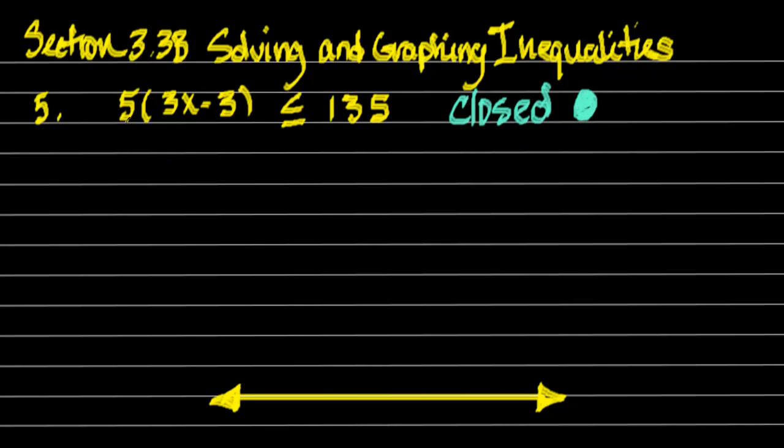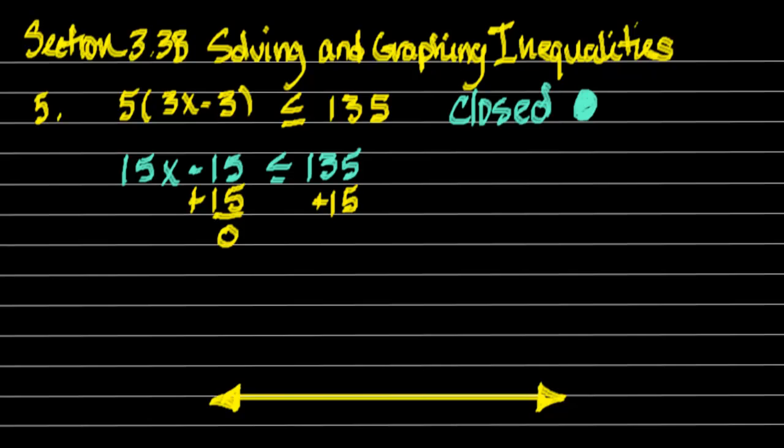So let's go ahead, take 5 times 3 is 15x. 5 times a negative 3 is a negative 15. And that's less than or equal to 135. We can see that a negative 15 is our constant, so we're going to add 15 to each side. Negative 15 plus 15 is 0. I do it to the other side as well.